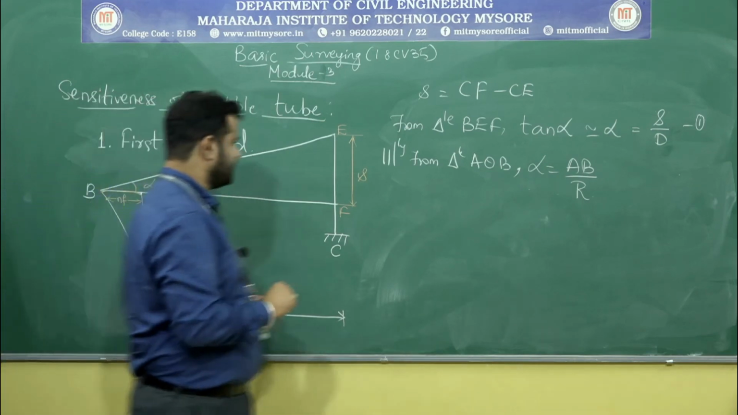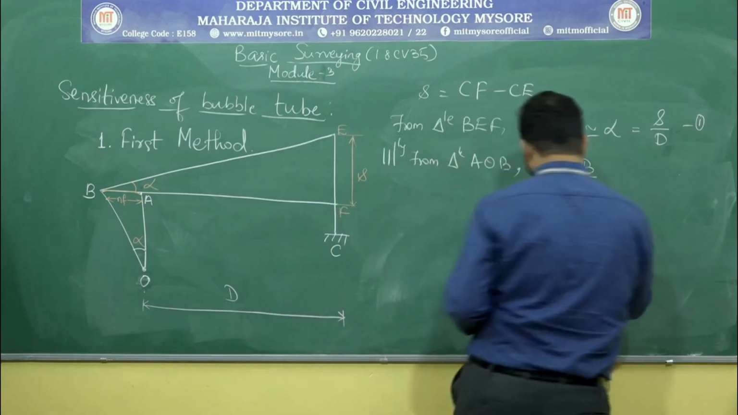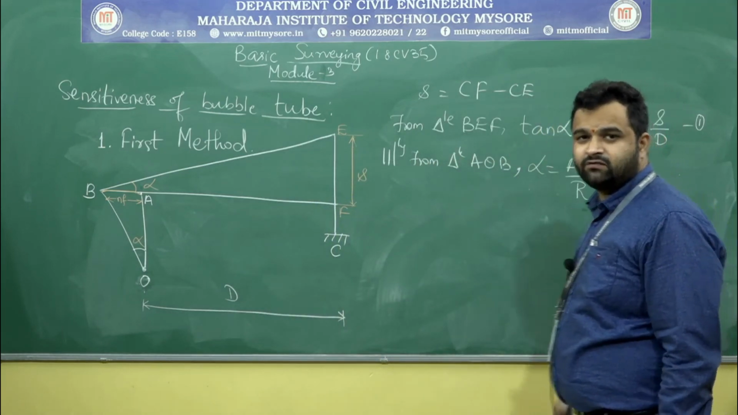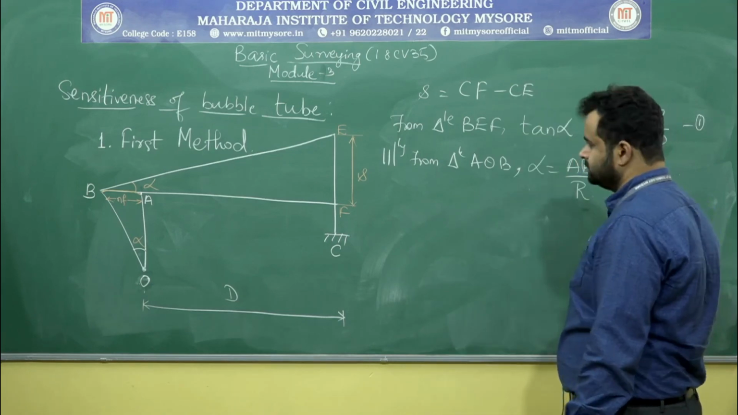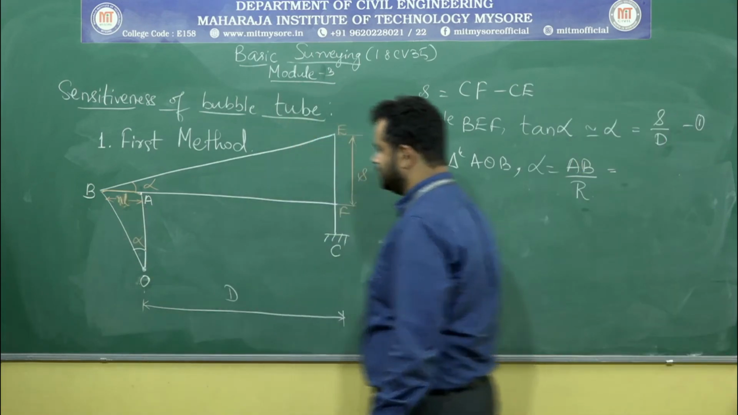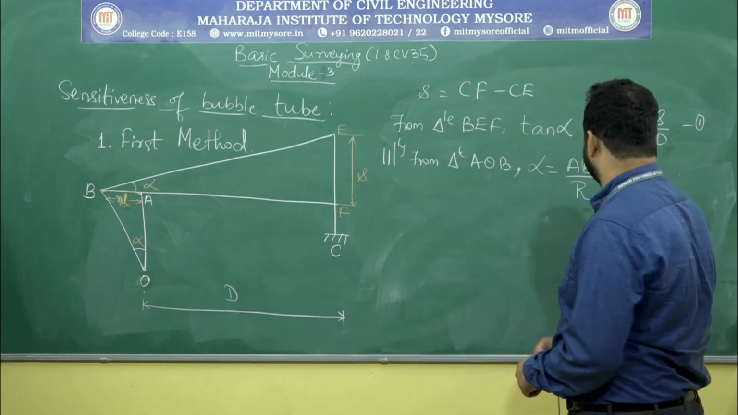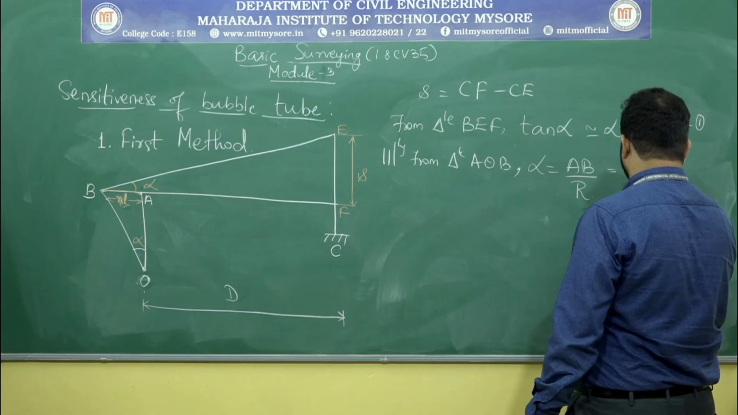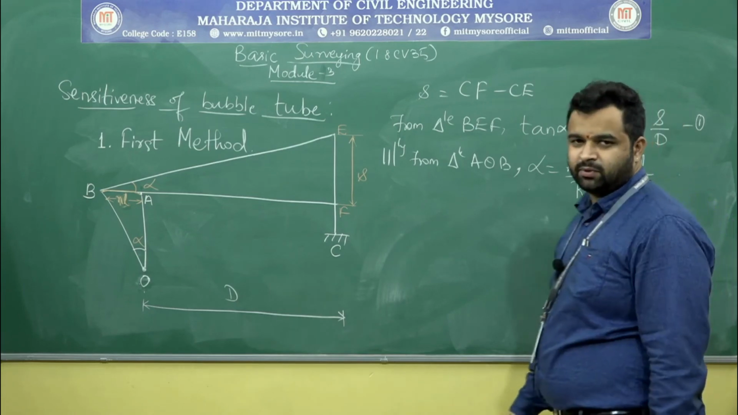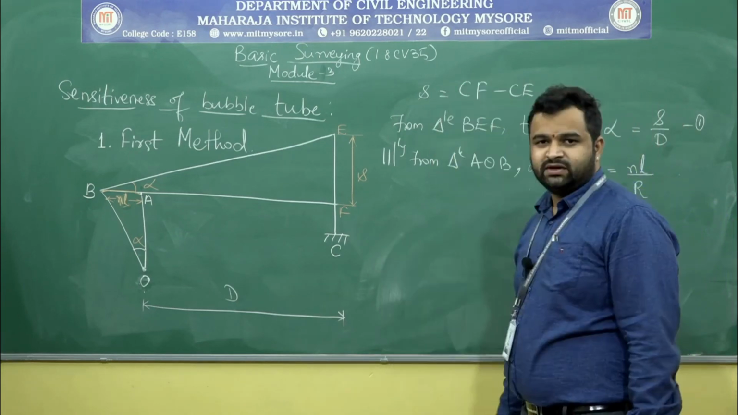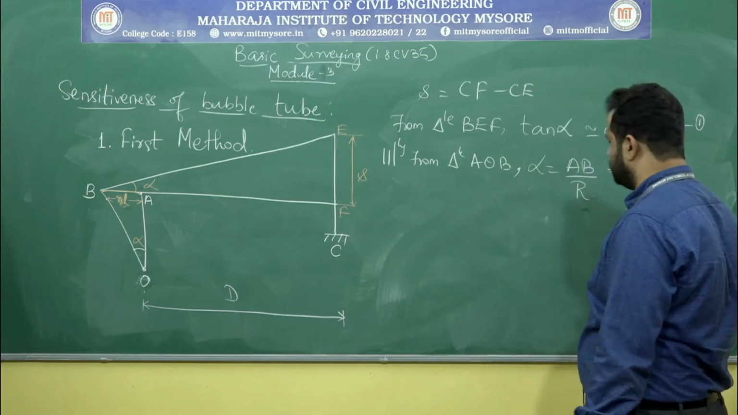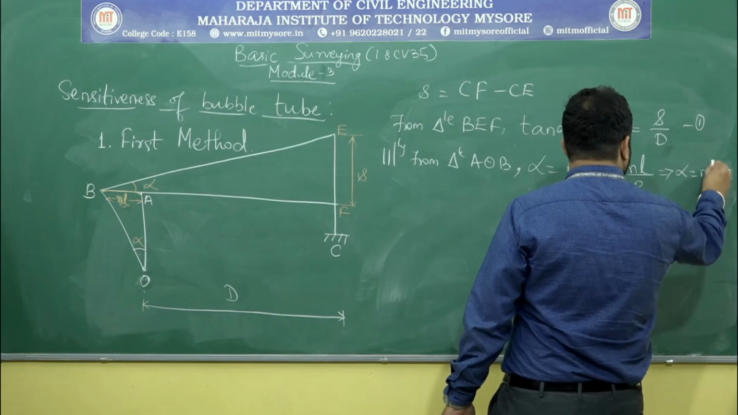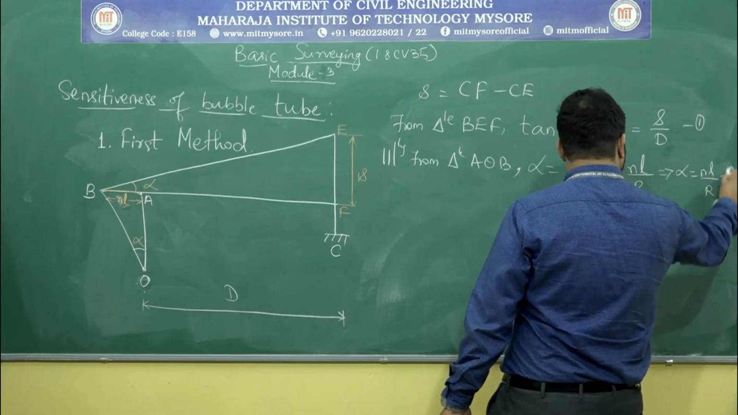Fine. So from this triangle, alpha is equal to AB by R, where R is the radius of curvature of the bubble tube. So what is AB? This is not F, this is L, NL. Okay. So what is AB from the figure? AB is nothing but NL divided by R, where N is the number of divisions and L is the length of one division on the bubble. So alpha is equal to NL divided by R, equation number 2.